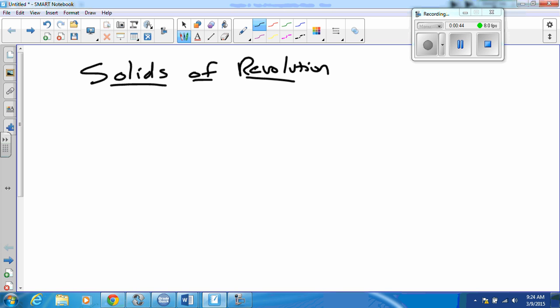So we'll be talking about solids of revolution for the next few days. If you have not yet seen the video on integrating with horizontal rectangles, shame upon you. Remedy that situation as quickly as possible.